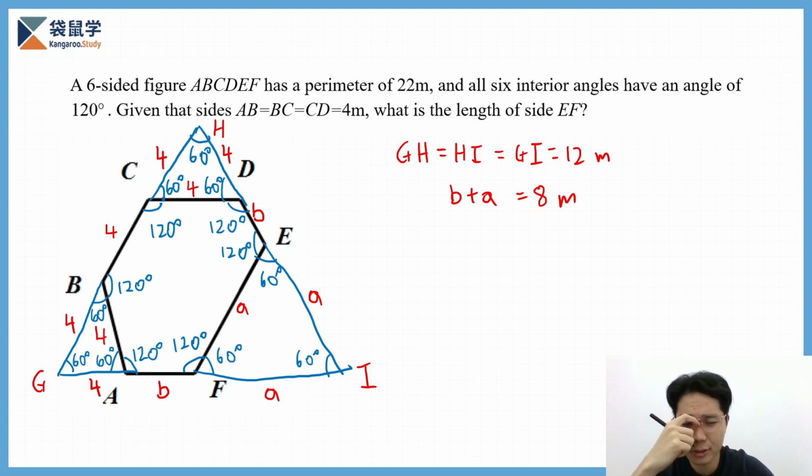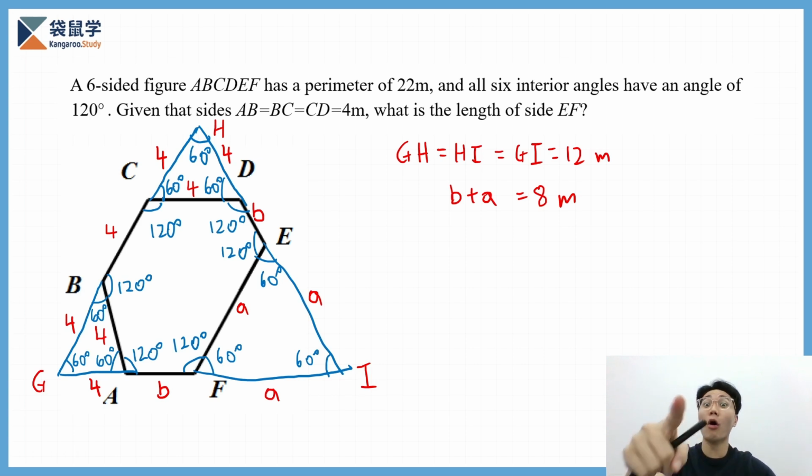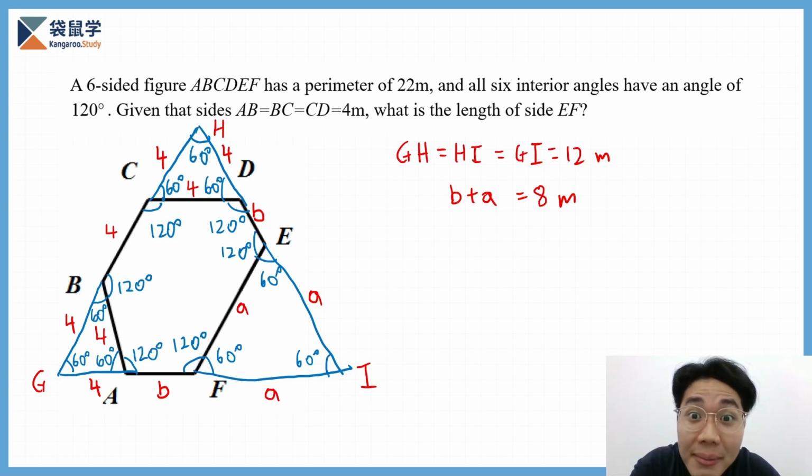Okay, looks like we're getting closer, but still, we have two unknowns here, one A and one B. How do I find it? Think about it. Is there any other information in this question that we haven't used yet? We still have a perimeter of 22 meters. So if we have a perimeter of 22 meters, let's see what it's consisting of, right?